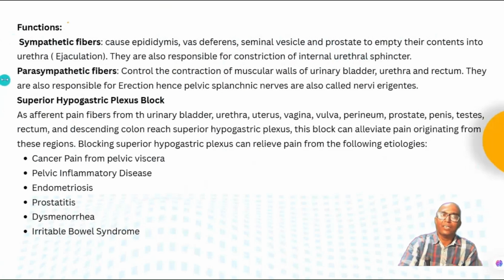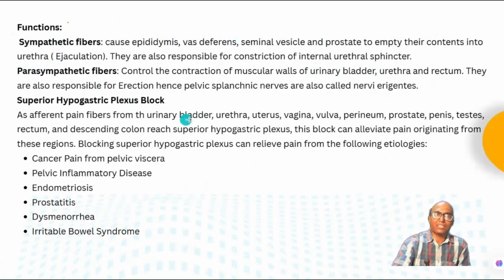This is an SBA. Then parasympathetic fibers will control the contraction of the muscles of the wall of the urinary bladder, urethra, and rectum. So they will cause contraction of the muscles of the urinary bladder, urethra, and rectum. They are also responsible for erection. Hence, pelvic splanchnic nerves are also called nervi erigentes. Then superior hypogastric plexus block.